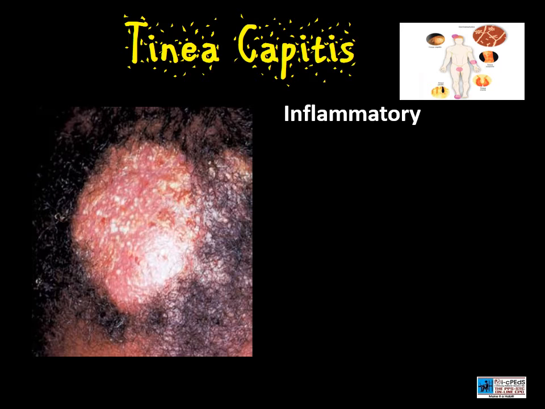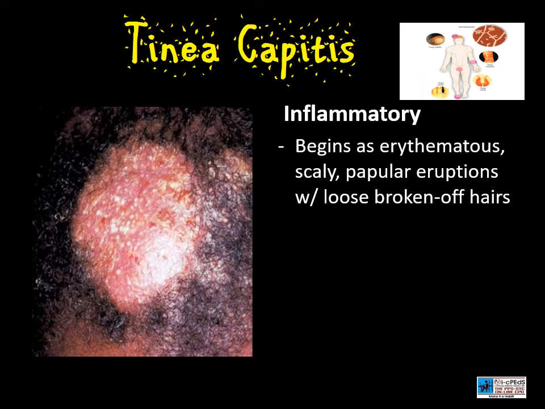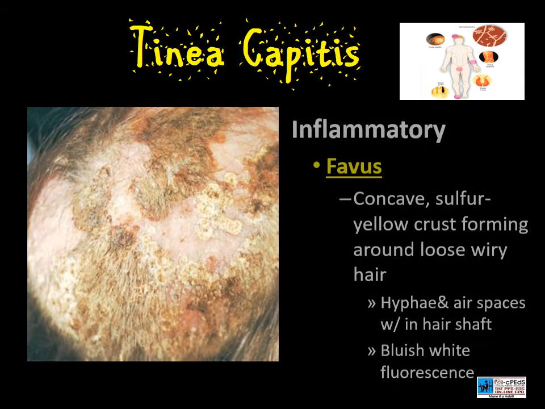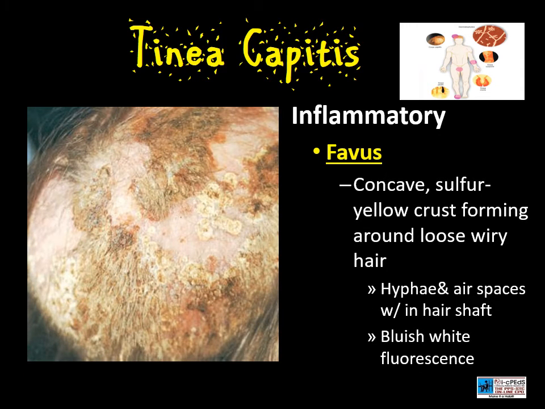Inflammatory Tinea capitis begins as erythematous, scaly, papular eruptions with loose, broken-off hairs. A boggy, edematous, painful plaque is called a kerion, while favus characteristically exhibits multiple cup-shaped yellow crusts known as scutula.